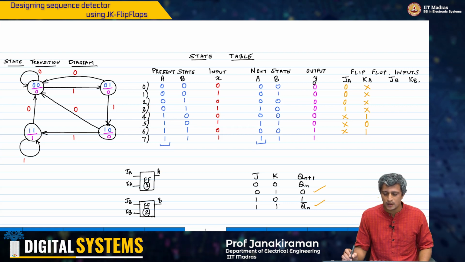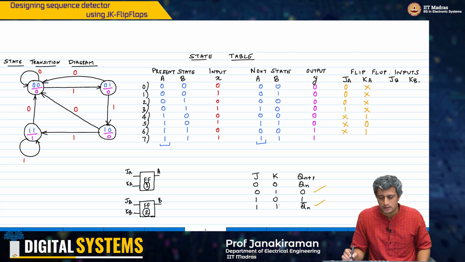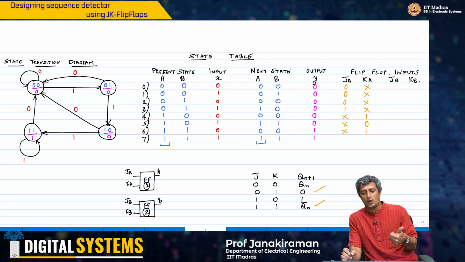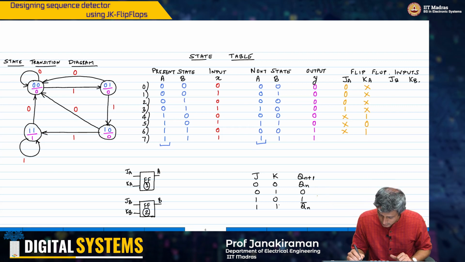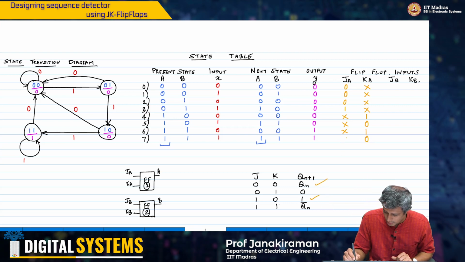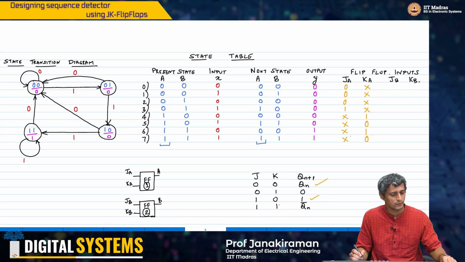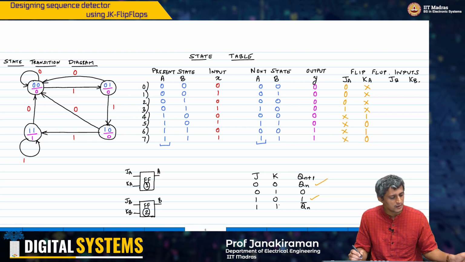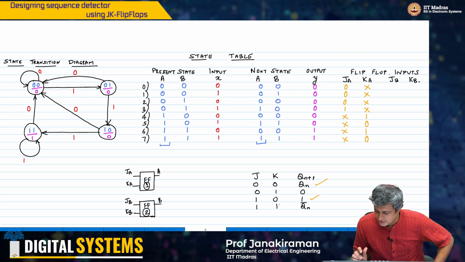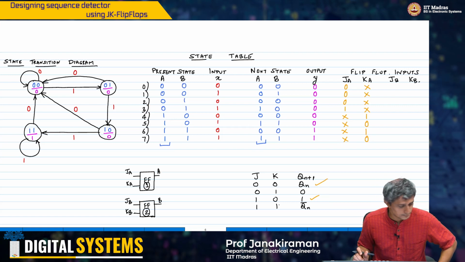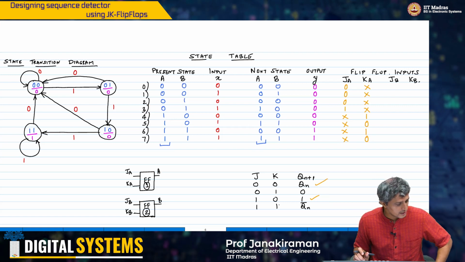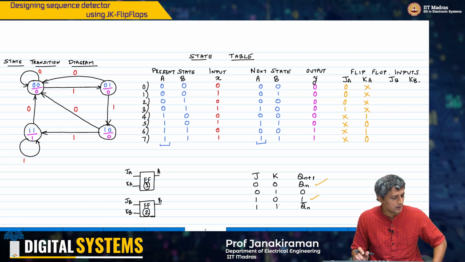And finally, for 1, 1, you are either going to remain where you are or you are going to set. So, therefore, you are in this condition. So, effectively, this is the JA and KA implementation that we essentially want here.